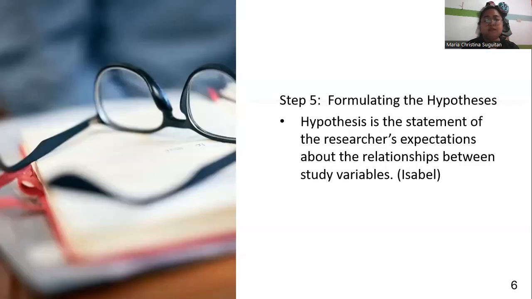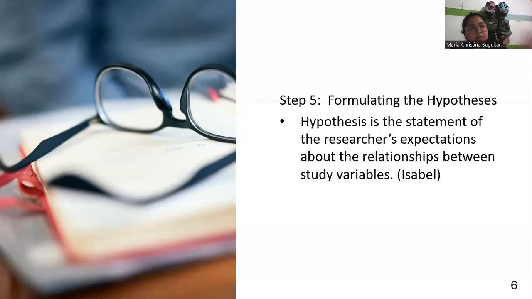Okay, then step 5, that's part of the phase 1, okay? Formulating the hypothesis, sabi dyan. O, di ba? After your statement of the problem, you have to formulate your hypothesis. The statement of the researcher expectations about the relationship between the study variables. Ayan yung mga questions nyo. Bakit ko ba to gagawin? Okay? For example, di ba?